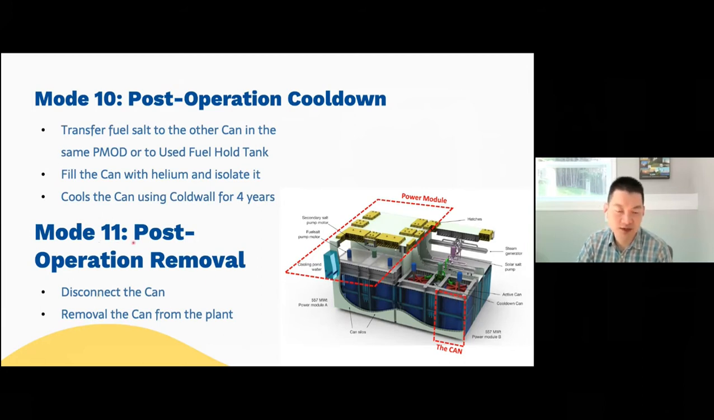So in this mode 11, we disconnect the can, and then we remove the can from the plant. Of course, we have to open all the hatches and the tanks, but I'm not going to go into the detail here. So from mode 1 to mode 11 basically tells you what's going to happen to a can during its lifetime.